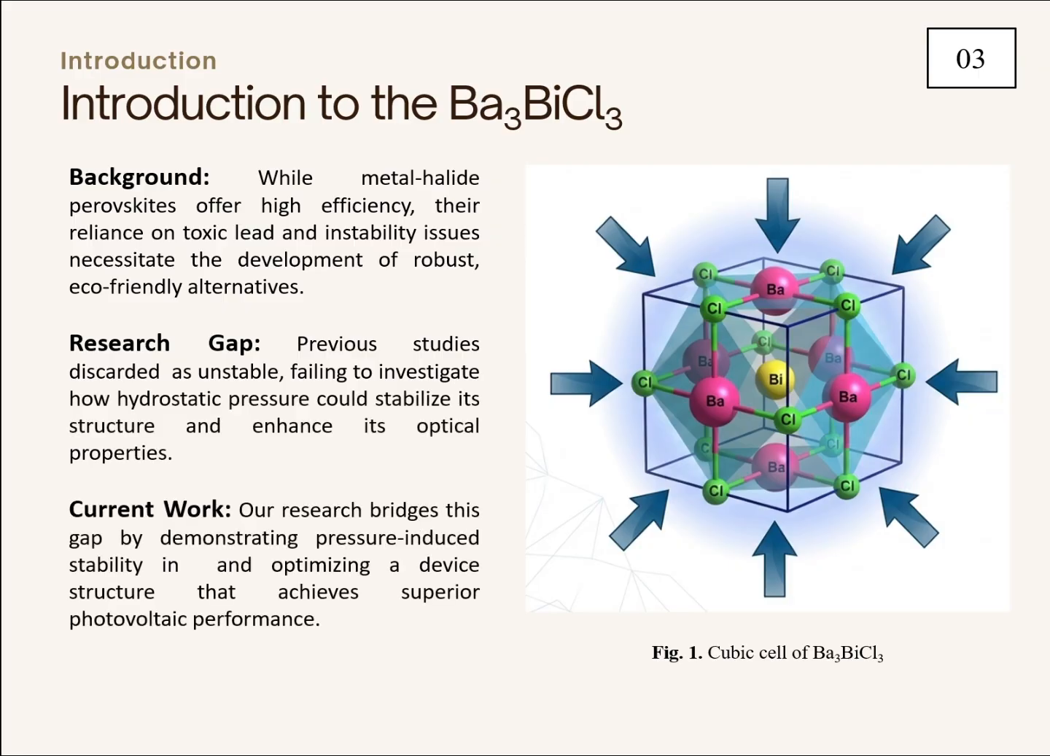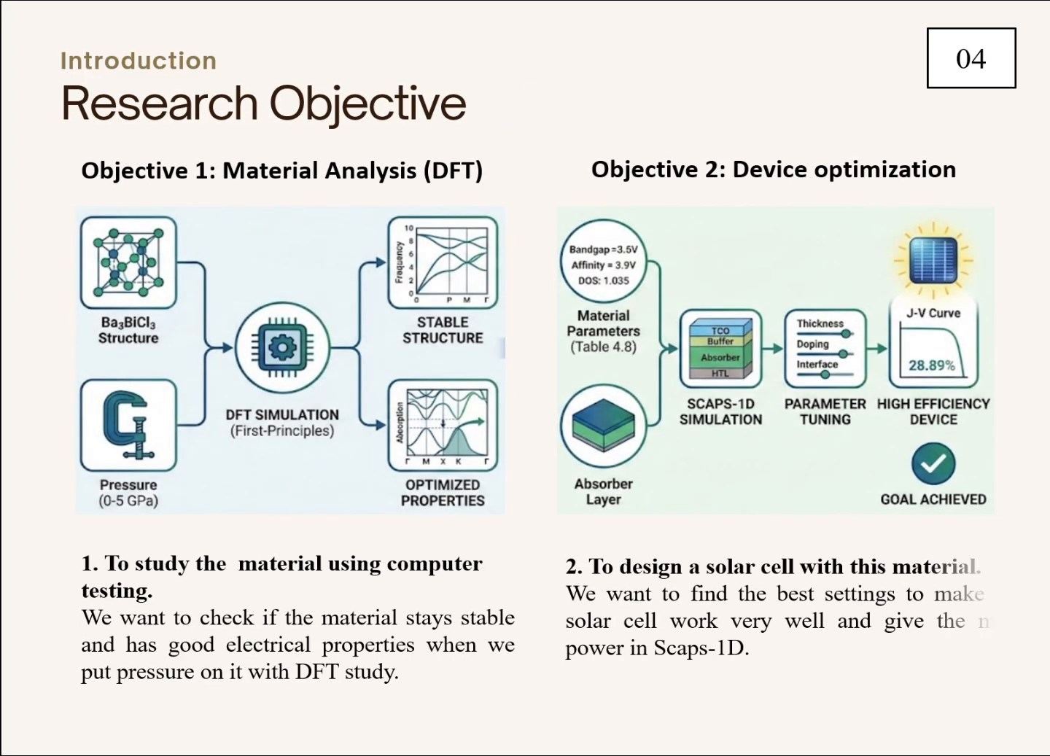Coming to the introduction, here is the background. While metal halide perovskites offer high efficiency, their reliance on toxic lead and instability issues drive the development of robust eco-friendly alternatives. The research gap is that previous studies discarded Ba3BiCl3 as unstable, failing to investigate how hydrostatic pressure could stabilize its structure and enhance its optical properties. Our current work bridges this gap by demonstrating pressure-induced stability and optimizing a device structure that achieves superior photovoltaic performance. And here are the research objectives.